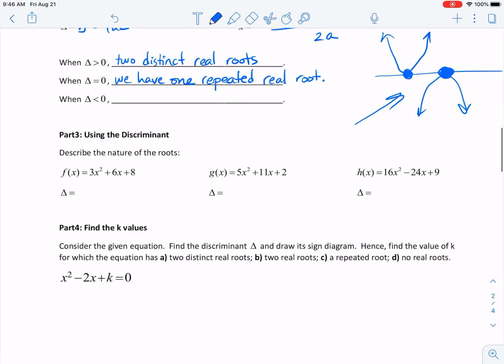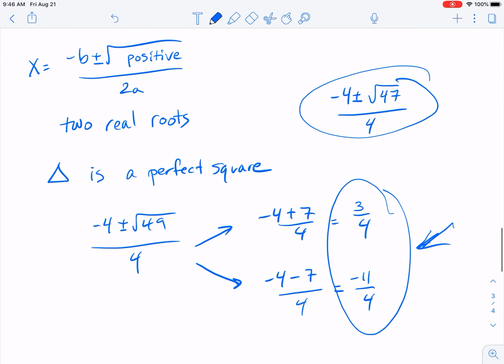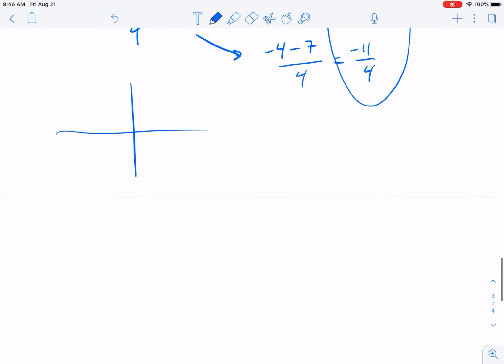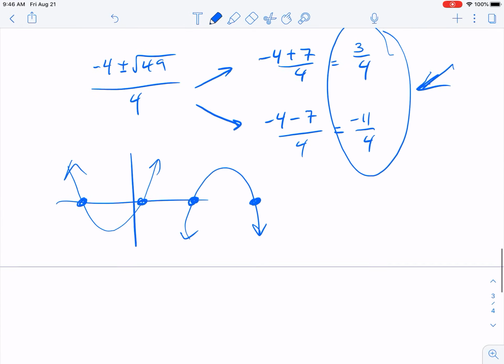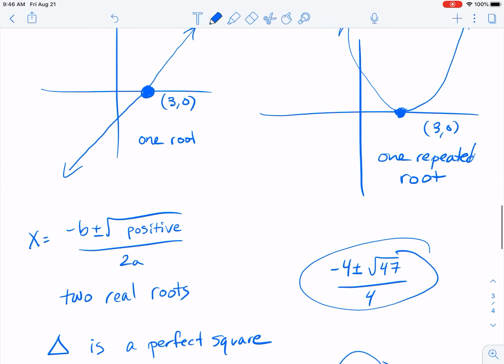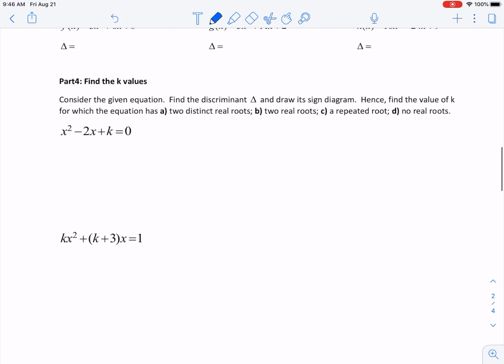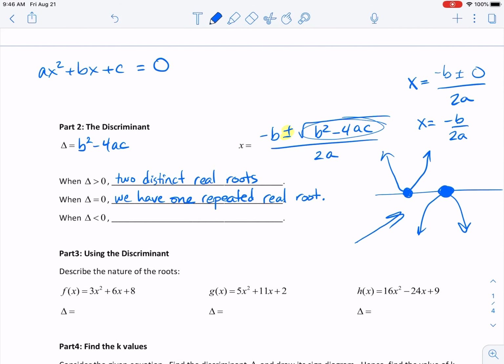Okay, so that's going to look something like this, or it could look something like this, where it has 2 roots, or if it's going down, it could have 2 real roots like that. So they're distinct, they are not the same. This one right here is one repeated root, or it's two roots, but they're not distinct roots. Then we have one repeated real root.